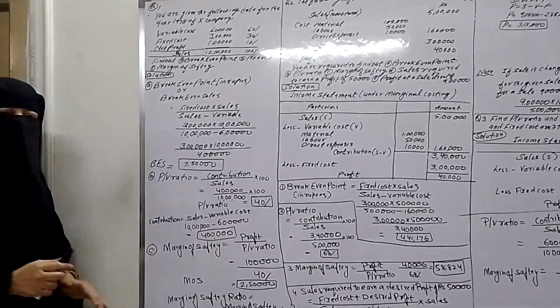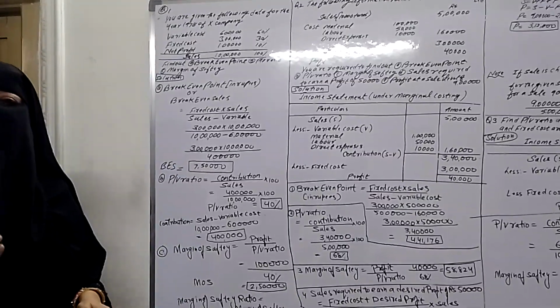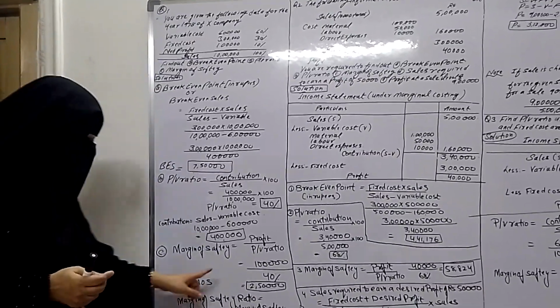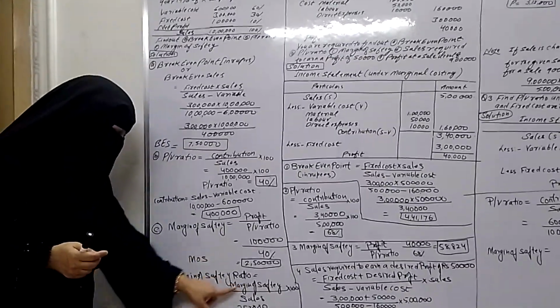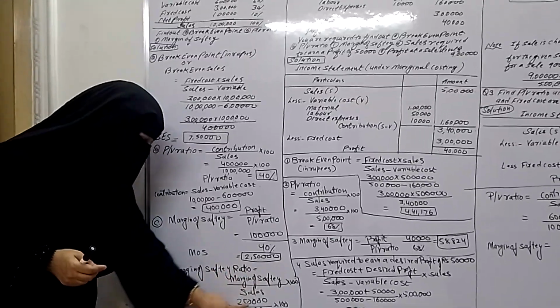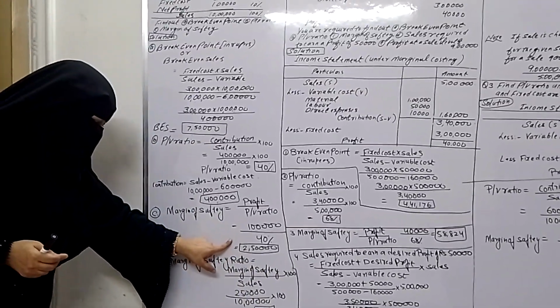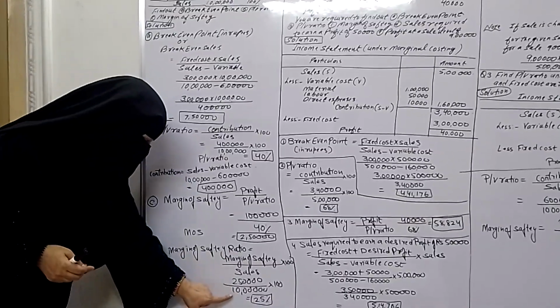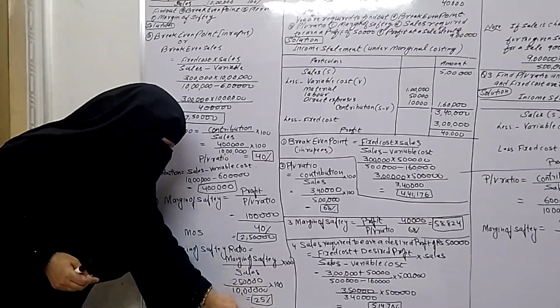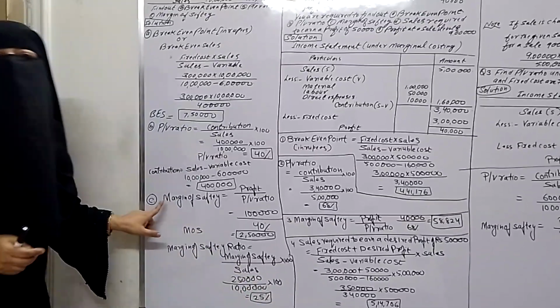But in the question is asking you to find out the margin of safety ratio also. So for margin of safety ratio, formula is margin of safety by sales into 100. Margin of safety, just now we find 2,50,000. So 2,50,000 by 10 lakh sales into 100, we get 25% margin of safety ratio.